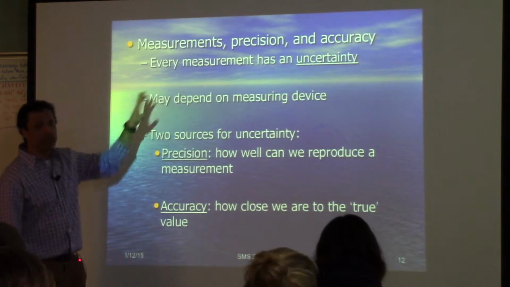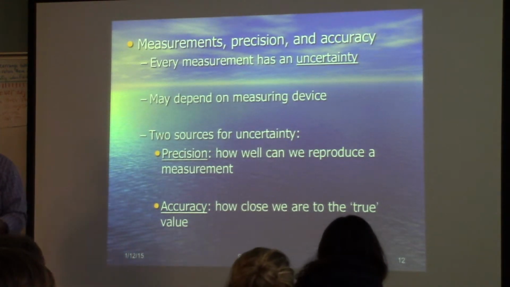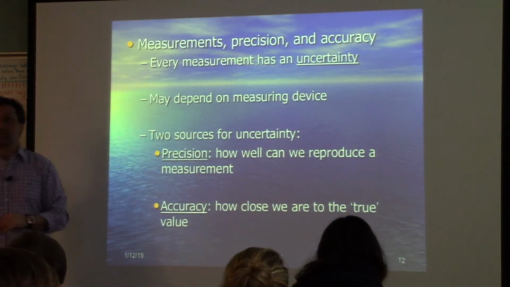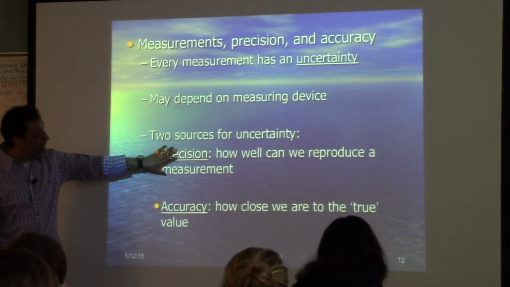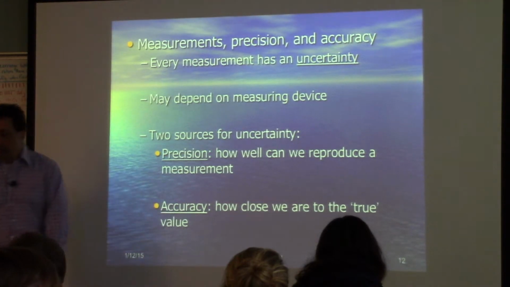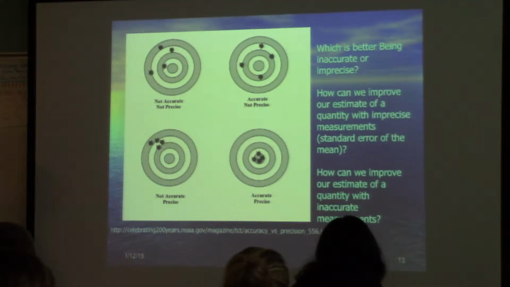The other might be that my scale has not been calibrated. It's off by 3 grams. And if I only took the precision as the source of uncertainty, I would say, oh, I know it within a tenth of a gram. But I might actually be off by 3 because I'm far away from the true value. So just another description of it is very nicely provided here.